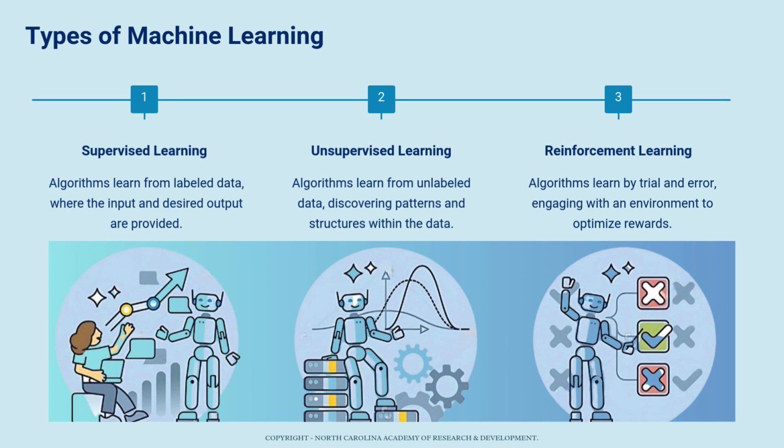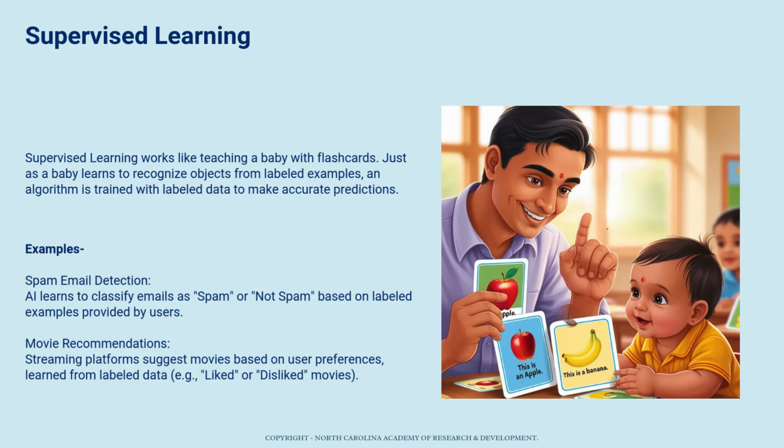Let's make machine learning easy to understand by comparing it to how a baby learns from a teacher or their environment. Imagine a teacher showing flashcards to a baby. The teacher points to a picture of an apple and says, "This is an apple," and then shows a picture of a banana and says, "This is a banana." Over time, the baby learns to recognize apples and bananas based on these labeled examples. This is exactly how supervised learning works. An algorithm is trained with labeled data to make accurate predictions later.